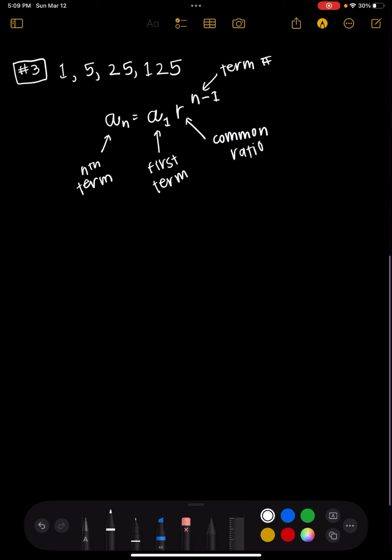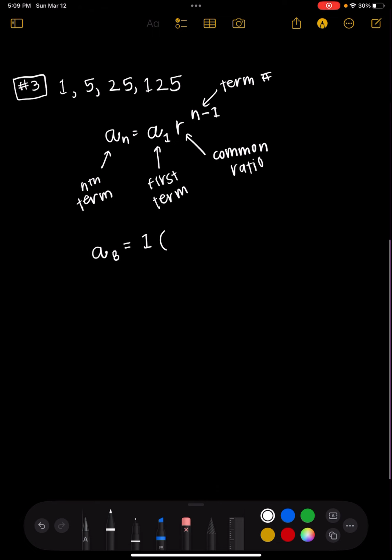Okay, so let's plug in what we know. Because we're trying to find the 8th term, I'm going to, oh, sorry, I said it, but I didn't do it. I'm going to replace the n with an 8. That tells me that I'm trying to find the 8th term. Then for my first term, that's just the first number in the sequence, which is 1. Then I'm going to multiply that by r. Now, we don't have our r. Let's go back and figure out what our r is.